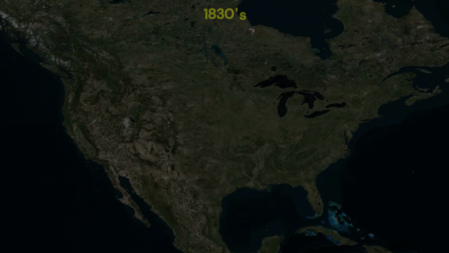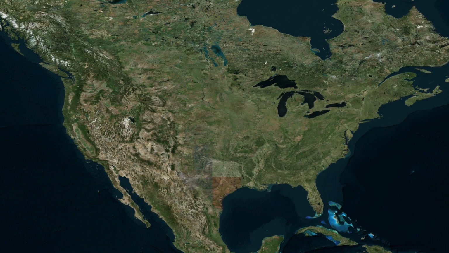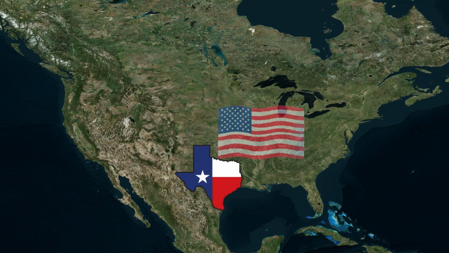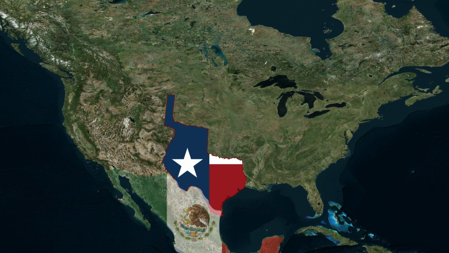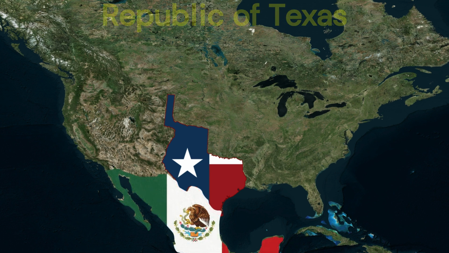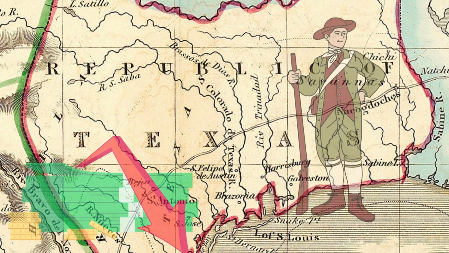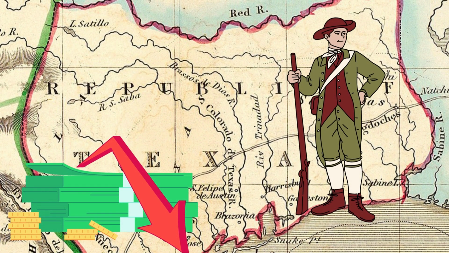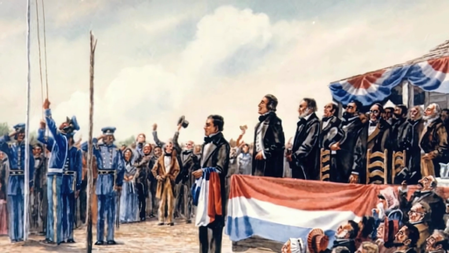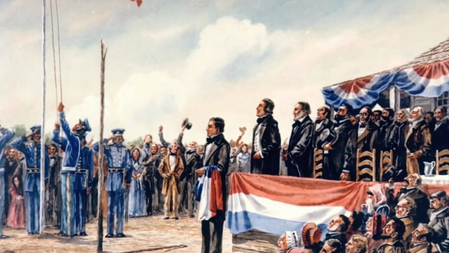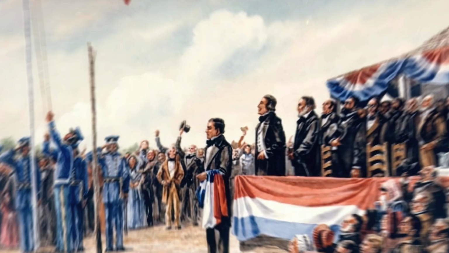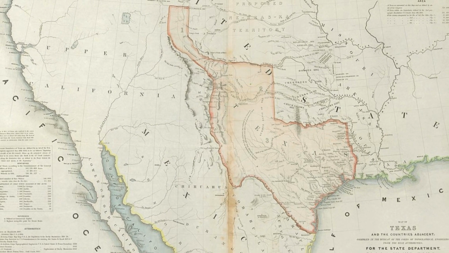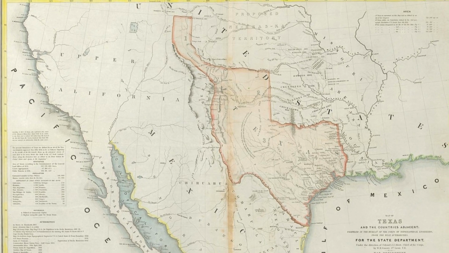First, let's take a quick trip back to the 1830s. Texas wasn't always a part of the United States. In fact, it was an independent republic for almost a decade after breaking away from Mexico in 1836. But by the mid-1840s, Texas was struggling financially and militarily, and it was looking for a new partner, someone to help out. In 1845, after a lot of back and forth, the United States decided to annex Texas. This meant that Texas would officially join the US, but this decision didn't come without its complications.